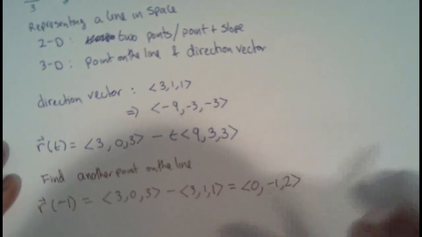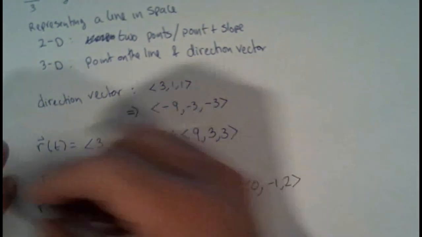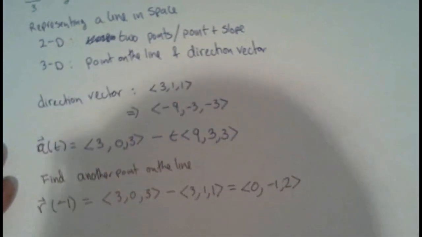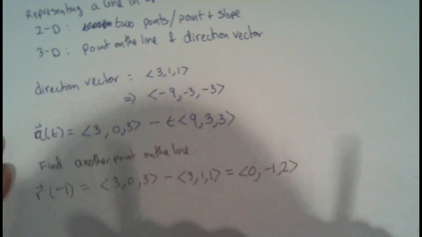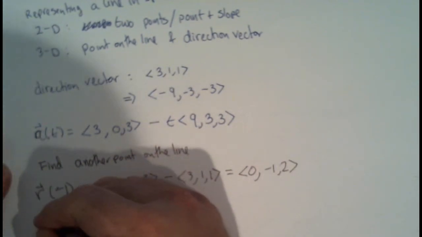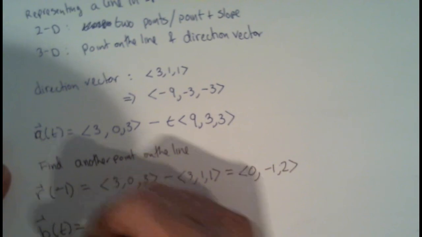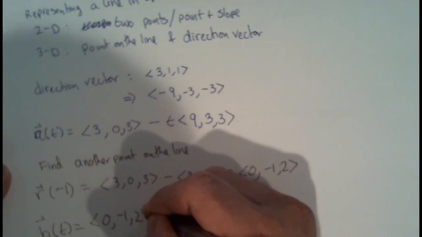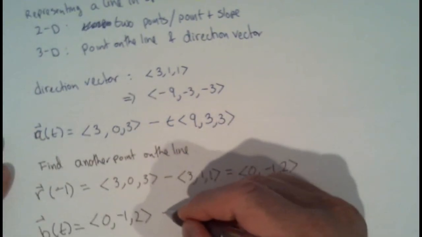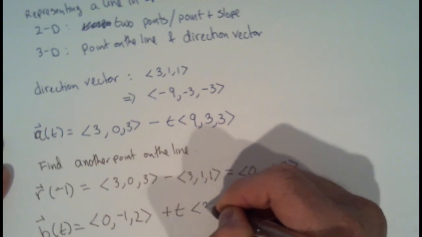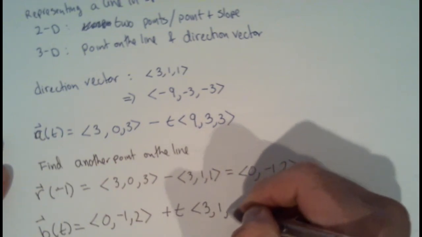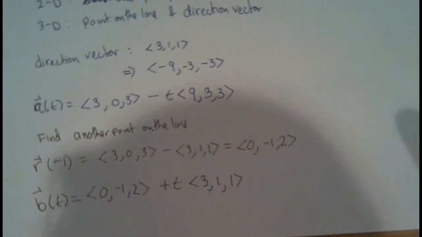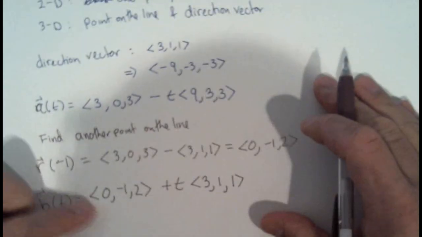So for my other representation, maybe I should rename these. Instead of r, let's call it A of t, just so we are differentiating between both of these. And then my second representation could be, I'm going to use that as my constant, 0, -1, 2. And I'll keep the same direction vector that I had to begin with. And there we have a second representation of it, in this case where I changed the constant part of my vector equation.